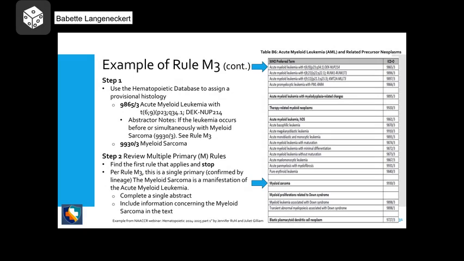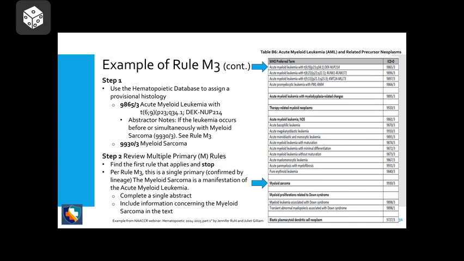Continuing with the Rule M3 example. Step 1. The provisional histology for acute myeloid leukemia is 9865/3. The histology for myeloid sarcoma is 9930/3. The abstractor notes for acute myeloid leukemias say if the leukemia occurs before or simultaneously with myeloid sarcoma, see Rule M3. Rule M3 says to abstract a single primary when a sarcoma is diagnosed simultaneously or after a leukemia of the same lineage.